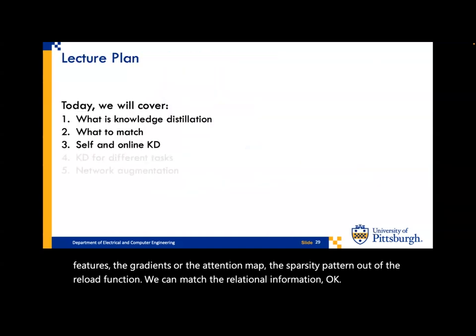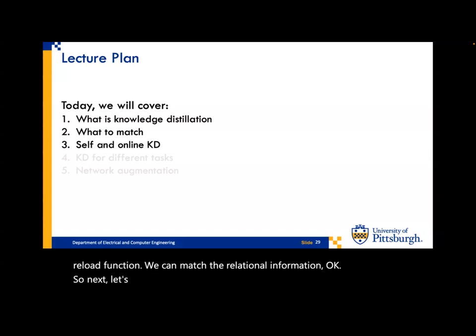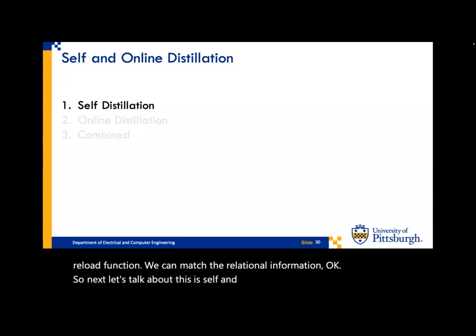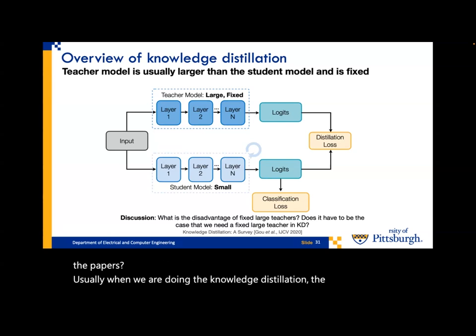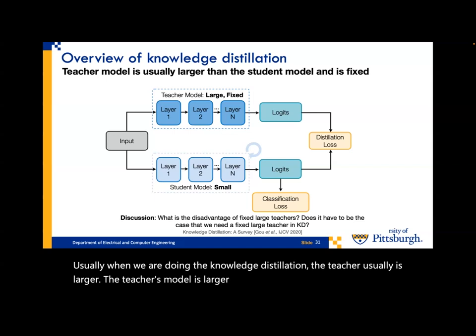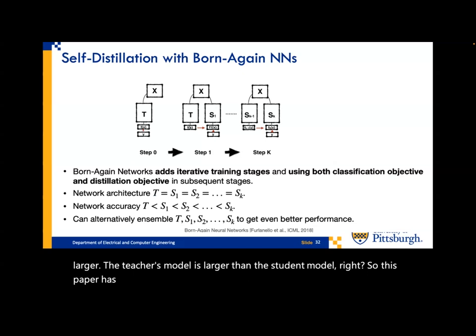So next, let's talk about self and online knowledge distillation. So what is self-distillation? Self-distillation was also published in one of the papers. Usually when we are doing knowledge distillation, the teacher is larger. The teacher's model is larger than the student model, right? So this paper has this really interesting idea of using itself to teach itself. And how to do that? What does that even mean?